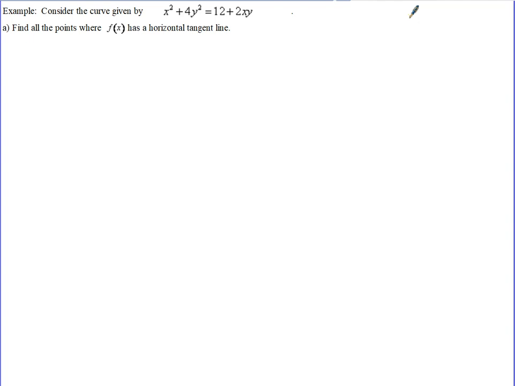Okay, so this one kind of combines what we were going over earlier with implicit differentiation with our secondary test also. Part A just says find all the points where the curve has a horizontal tangent line. The horizontal tangent lines are where the derivative is 0. All right, so the derivative is 0 here. We need to find the derivative first.